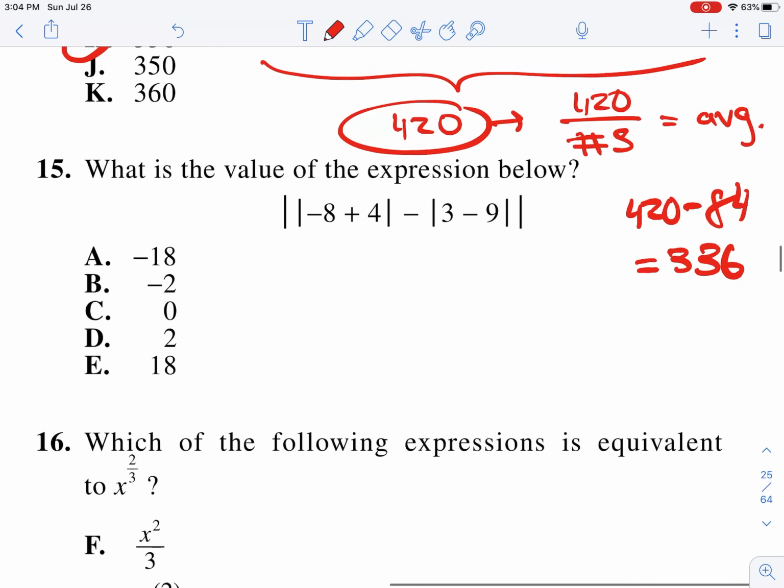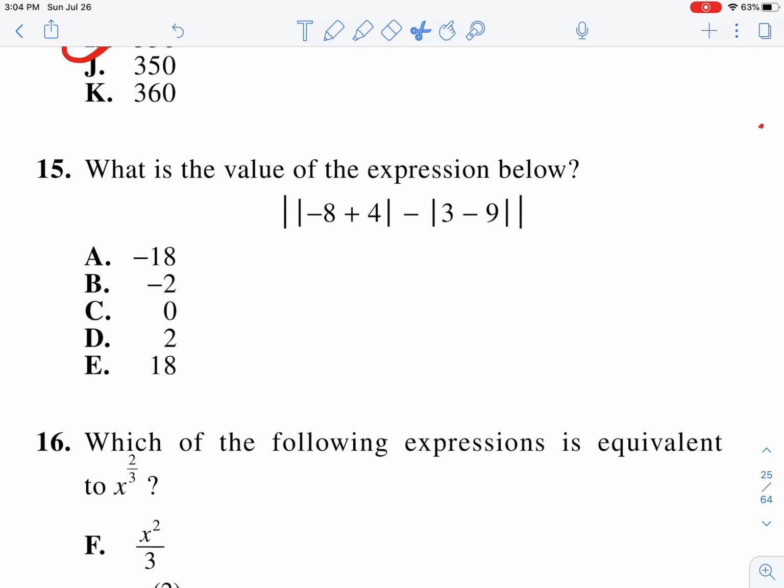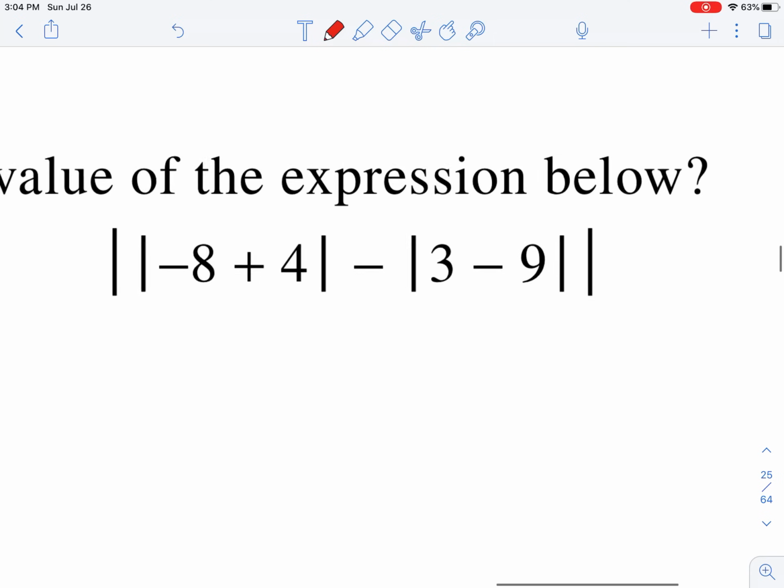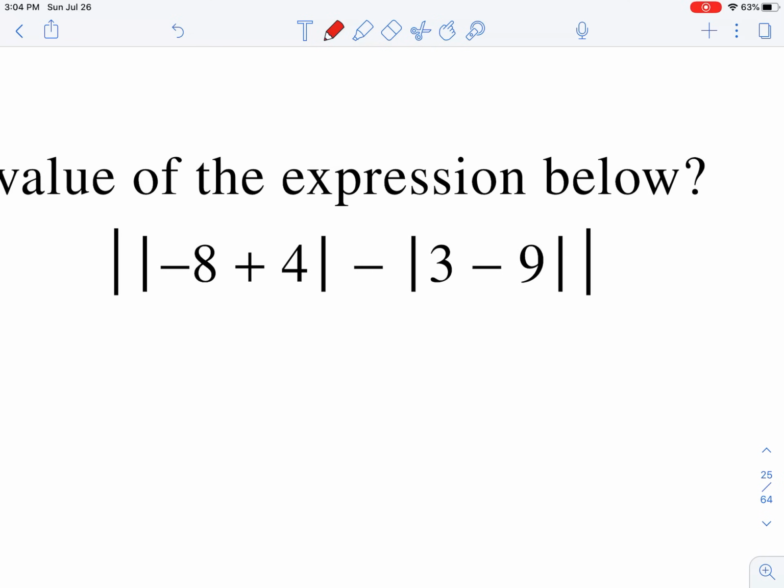What is the value of the expression below? Okay, I like these kinds of problems. It's just a matter of doing things in the right order. Let me get rid of this really quick and clean this up. To do things in the right order, take on the innermost absolute value signs at a time. We're going to rewrite everything with each step.